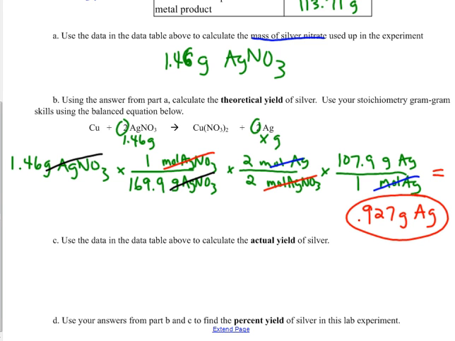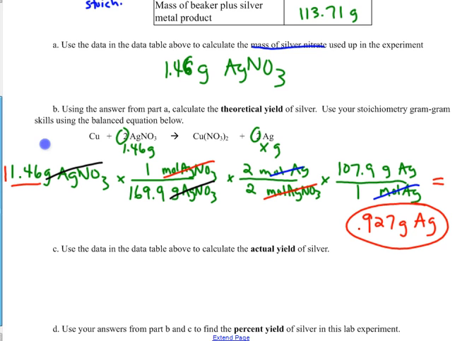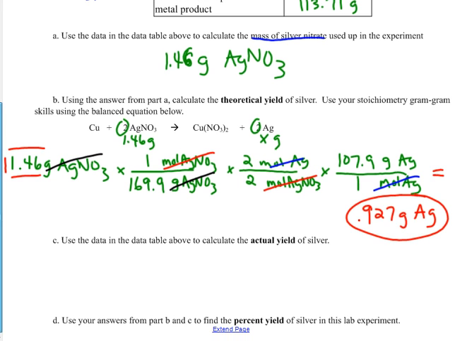Okay, so that is our theoretical yield of silver. That's how much silver we should have made, assuming we used all 1.46 grams of silver nitrate, we should have gotten 0.927 grams of silver produced. Notice that I kept 3 significant figures in our answer because we had 3 significant figures in the 1.46 grams up above. All right, so now we have our theoretical yield of silver. That's the denominator for our percent yield problem. So this right here is going to go into theoretical yield for our percent yield equation.